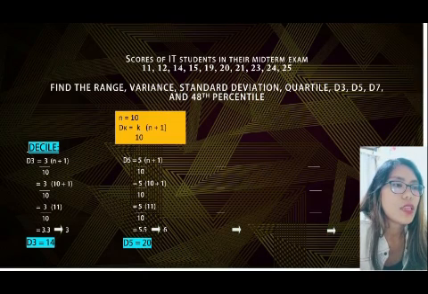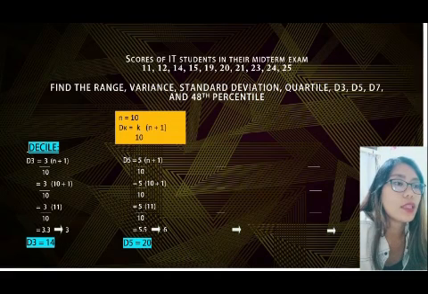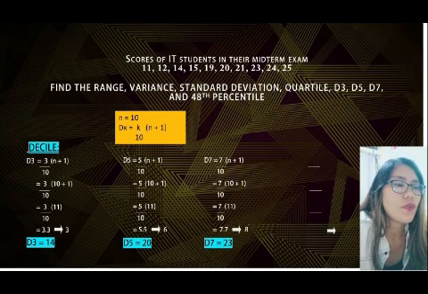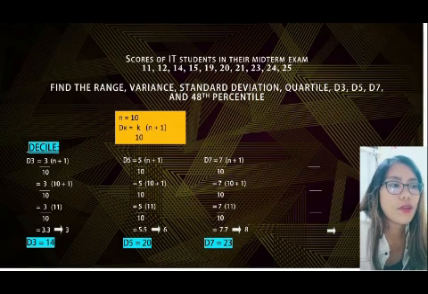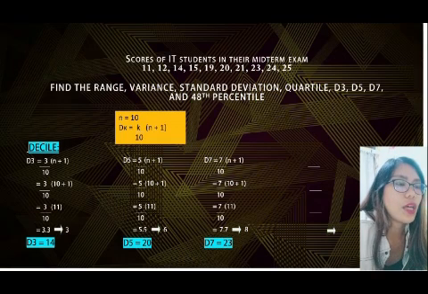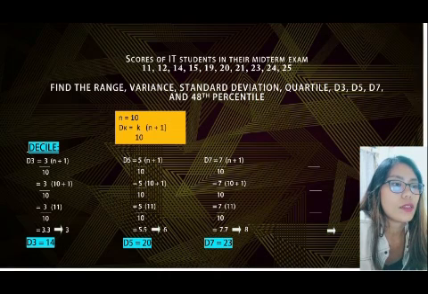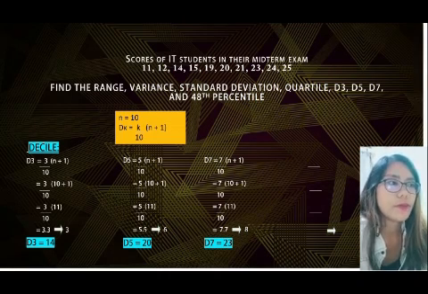Next was D7. Substitute again k for 7. 7 over 10 times n plus 1. So 7 over 10 times 10 plus 1 is equivalent to 7 over 10 times 11. We'll have 7.7. If we round it up, it will be 8. So the 8th number was 23. So D7 is equivalent to 23.